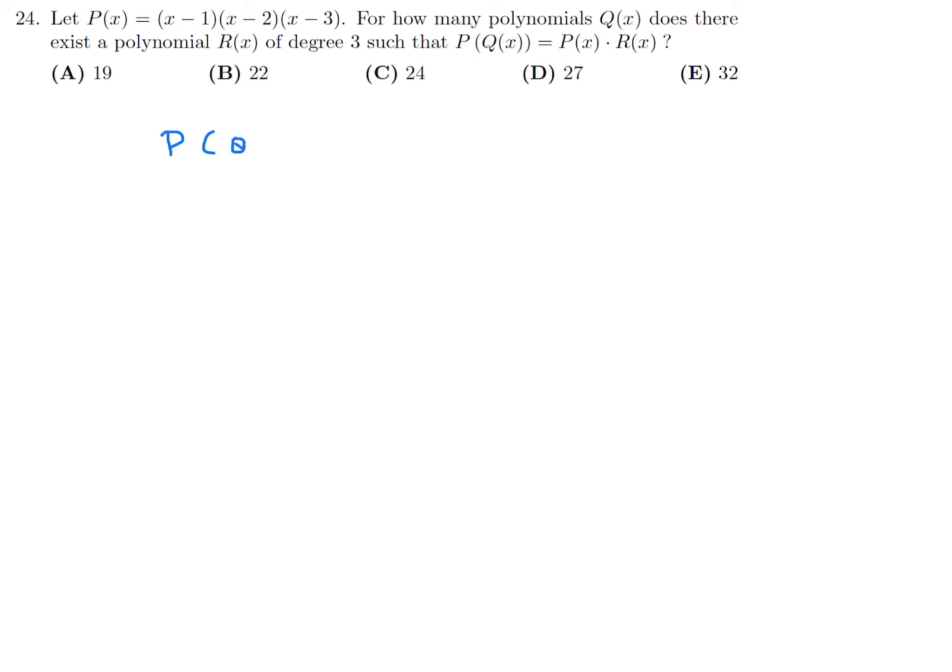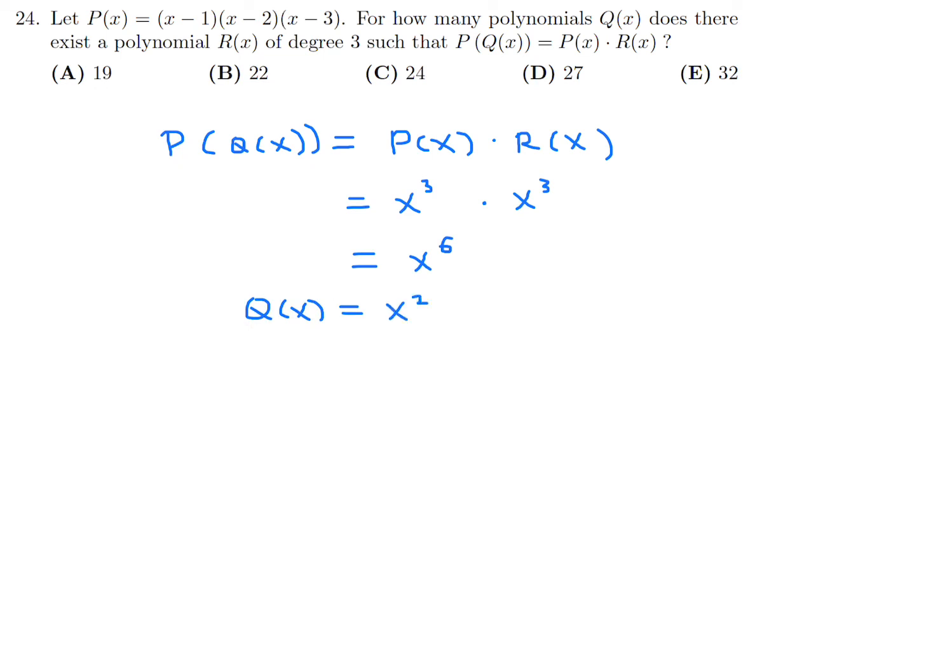P(Q(x)) = P(x) · R(x). That's what they've given us in the question. Well, P(x) is obviously a third degree polynomial. If you multiply all that out, there'll be some x cubed in there. And R(x), they tell you, is a third degree polynomial. So P(x) times R(x) will be some sixth degree polynomial of some kind. Now, that means that Q(x) must be a second degree polynomial, x squared something.